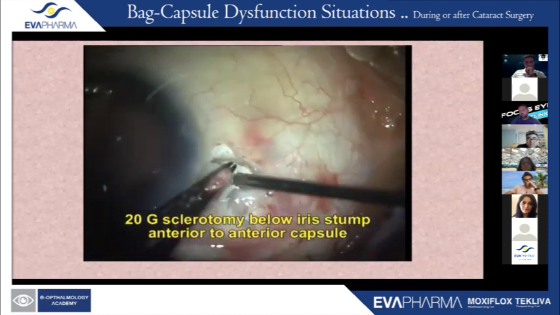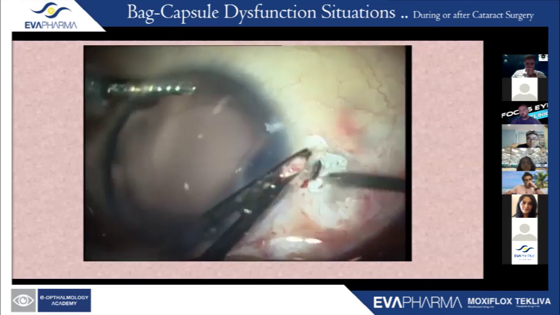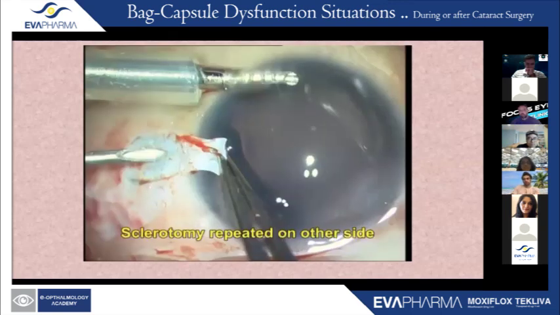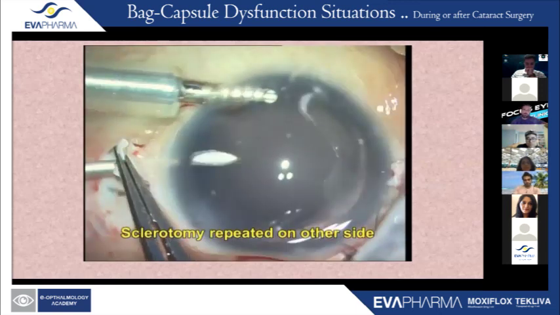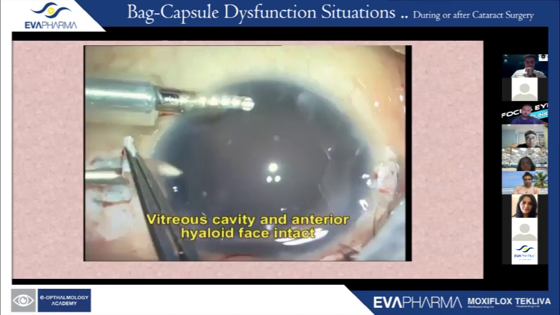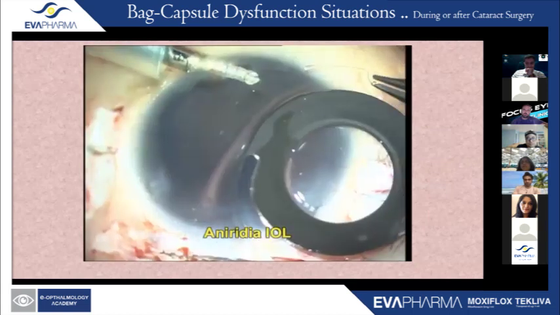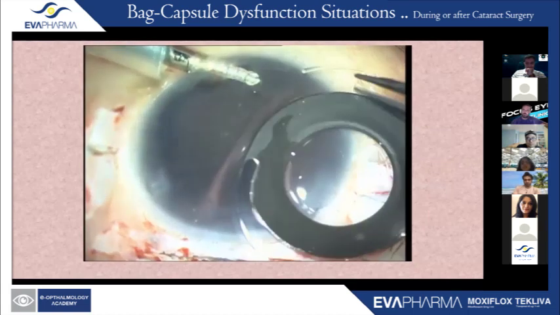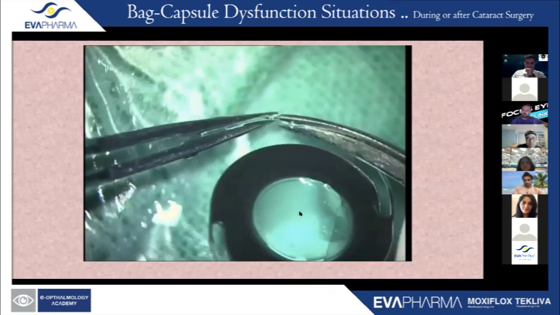So the 20-gauge sclerotomy, this is an old surgery, so I've made 20-gauge sclerotomies. And for aniridia IOL, anyway, you need a larger sclerotomy. So here you can see it's going below the iris stump and above the anterior capsule. And the advantage, as of course seen here, is the vitreous cavity and the anterior hyaloid face are intact. Those eyelets of the aniridia IOL need to be cut off. So I'm trimming them. You don't need them here because we're not doing suture fixation, but intrascleral haptic fixation.